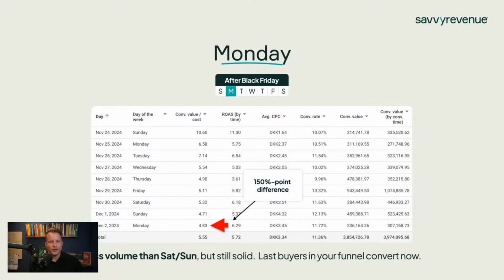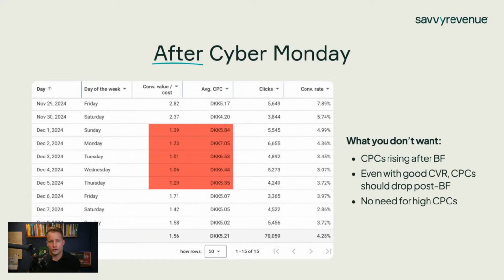So Monday, one thing I just wanted you to be very careful with here is, again, lower volume Saturday, Sunday is still solid. These are the last buyers in your funnel that are going to buy now. You can see here, as I'm showing, we went from having a 13 to 15 to 20% higher POAS in the weeks leading into Black Week. Then on Monday after Black Week, there are 150% more people that are buying right now than are clicking. So make sure you keep track of this and learn from it.